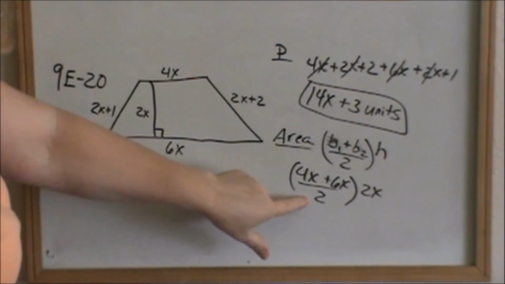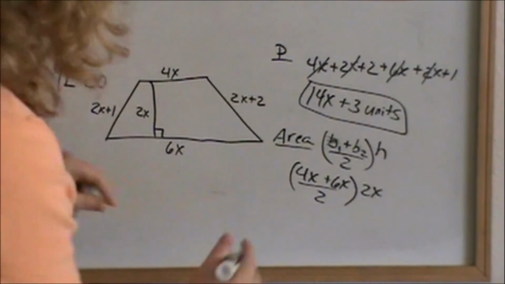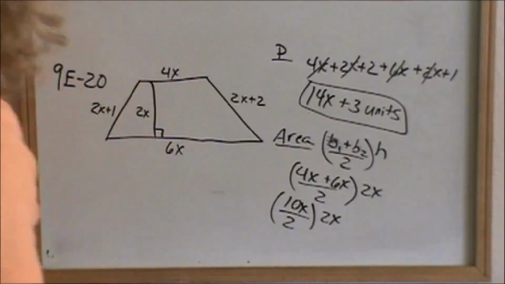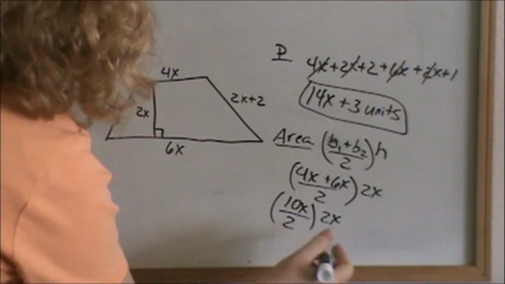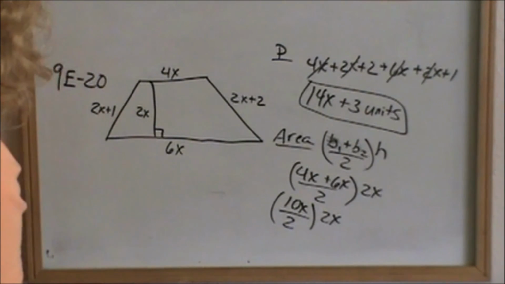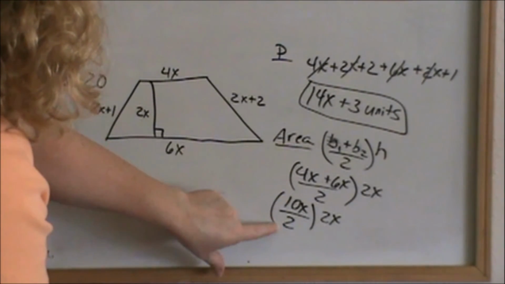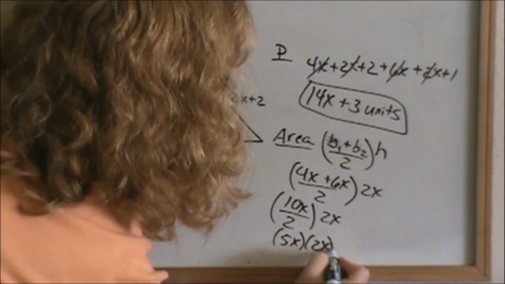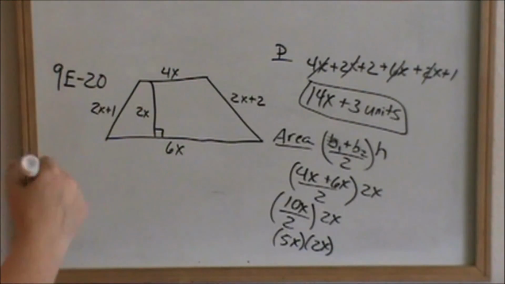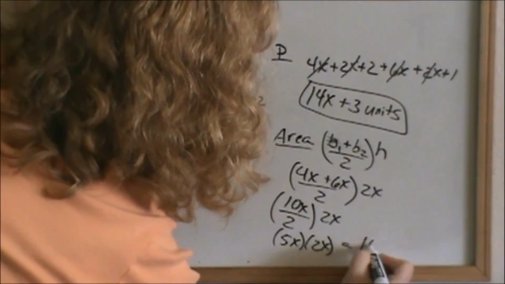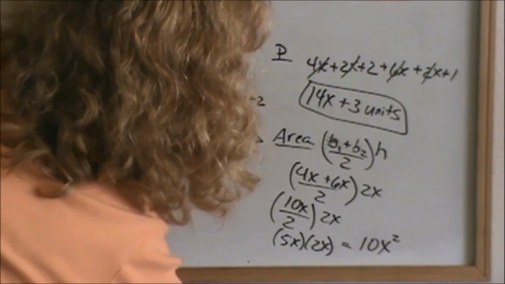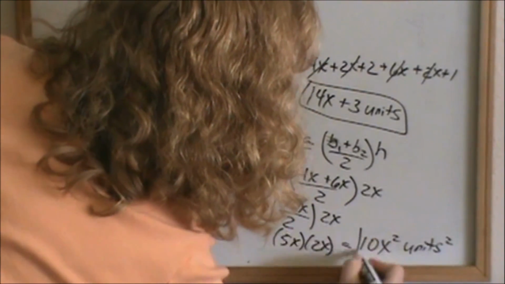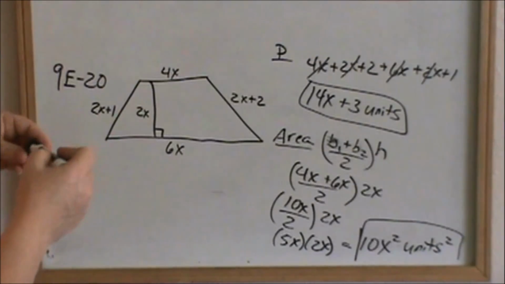Order of operations, do parentheses first. 4x plus 6x is 10x, divided by 2, times 2x. Here, you can either do what's in parentheses first, or you can put this over 1 and multiply fractions. I'm just going to do 10x over 2. 10 divided by 2 is 5x, times 2x. When you multiply numbers to numbers, x's to x's. 5 times 2 is 10, x times x is x squared. And for your units, area is always square units. So your area for that trapezoid is 10x squared square units.